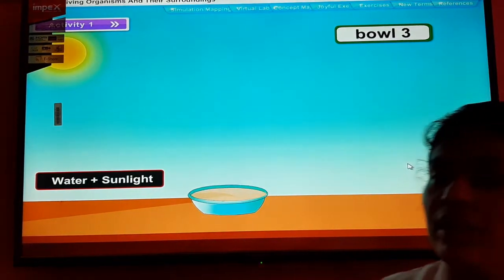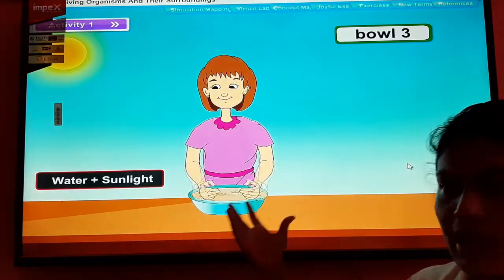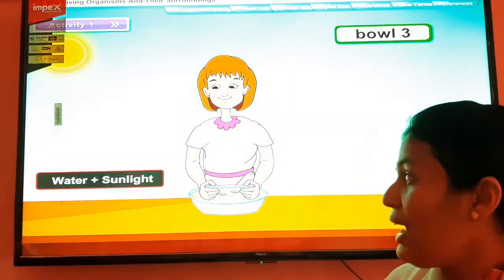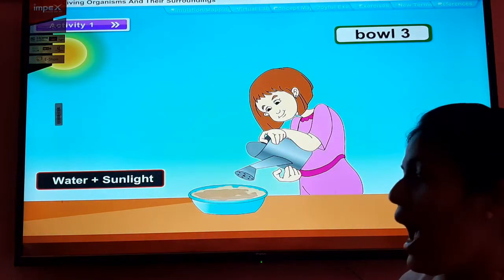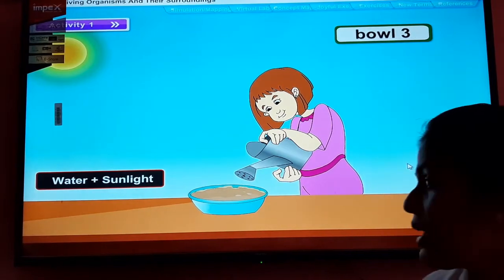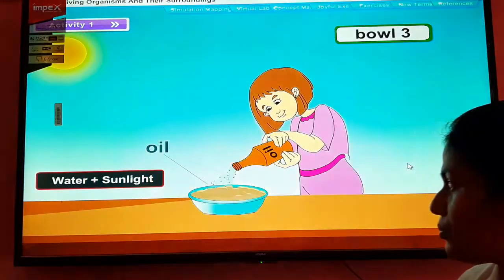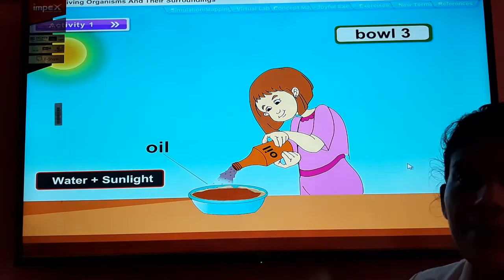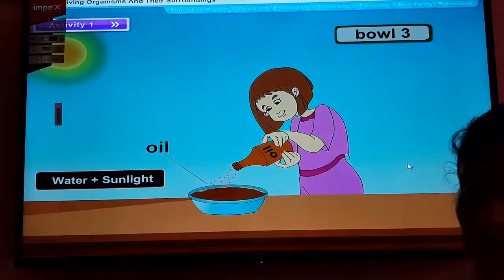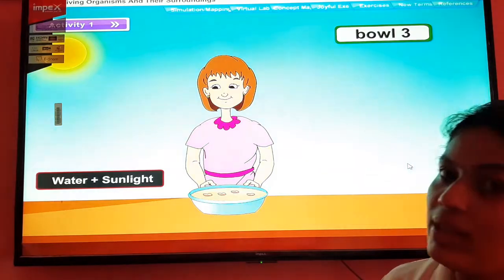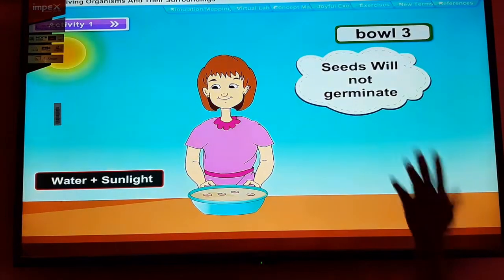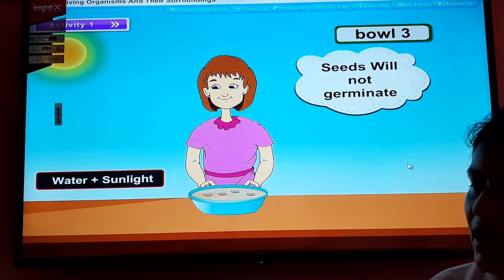Now thirdly, we are taking a bowl, we are adding some soil, then we add some water, and along with water, we add some oil. Now what happens? We are trying to germinate the seeds. After some time, what will happen? Will the seeds germinate? No, the seeds do not germinate, isn't it?